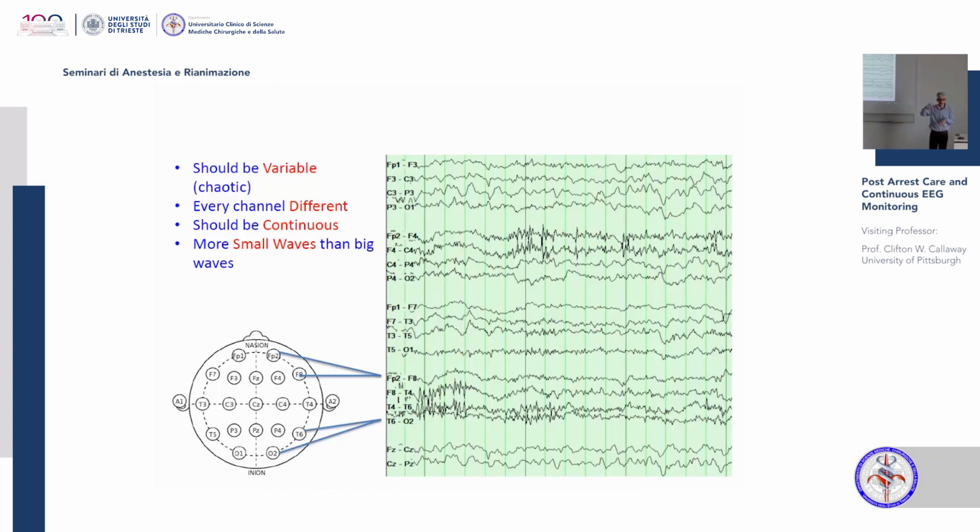If I talk too slowly or the room gets too hot and you become sleepy, then it will become a rhythm of waves and you'll go to sleep. But if it's interesting and there's information processing, you'll have chaotic activity where this second looks different from that second, looks different from that second. Those are obvious things, but this is what your neurologist is telling you when they talk about the tracings. Do they look healthy? Is it variable? Are there different things in every channel? Is there activity all the time? Or is your brain taking breaks every few seconds? And there should be small waves, not really big waves.